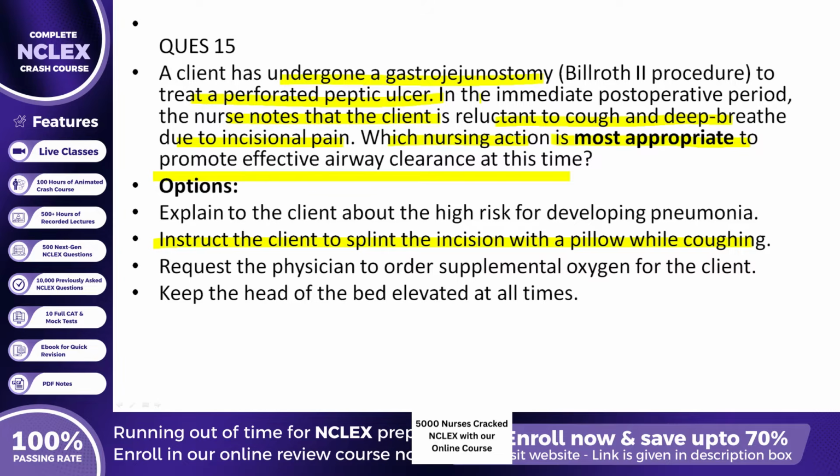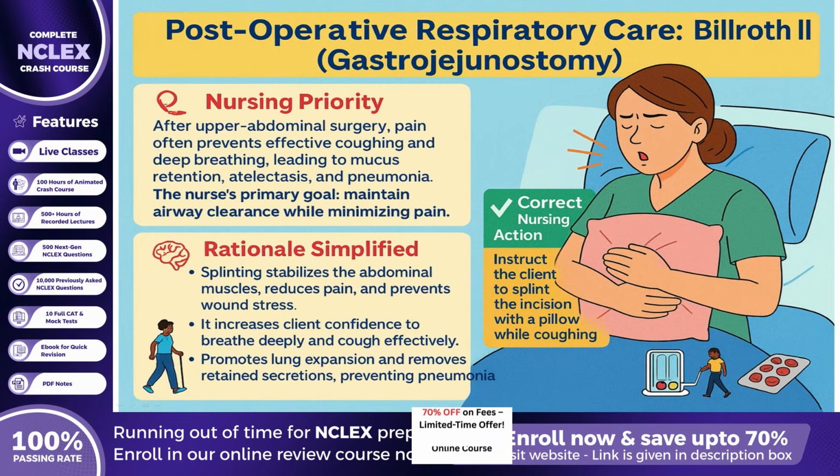Now moving forward to the detailed rationale, after a gastrojejunostomy or Billroth 2 procedure, the primary postoperative concern is preventing respiratory complications, such as atelectasis and pneumonia. The location of the upper abdominal incision often causes significant pain with movement, coughing, or deep breathing. This discomfort discourages the client from taking full breaths, leading to shallow respirations and mucus retention, which can ultimately result in lung collapse or infection. Therefore, the nurse's priority is to ensure effective airway clearance while minimizing pain.